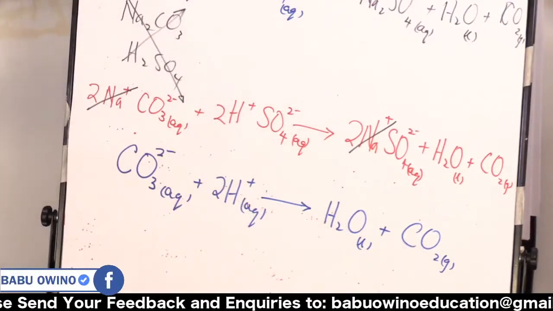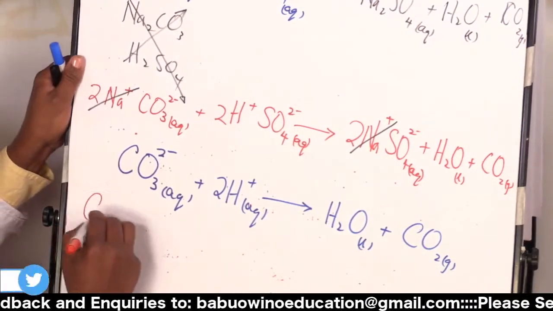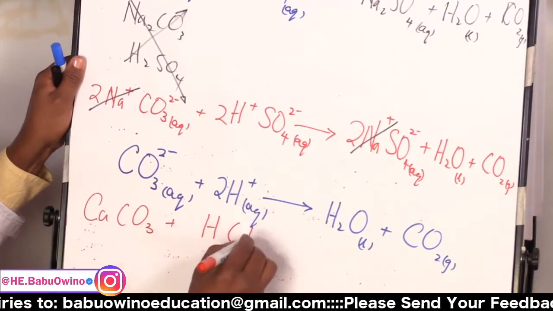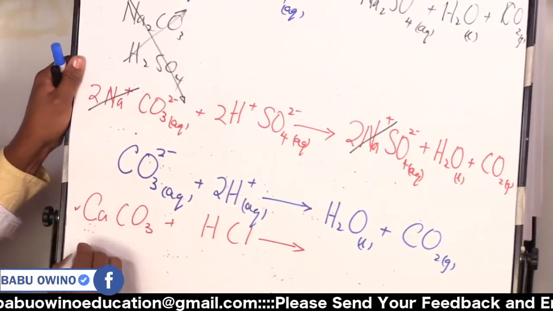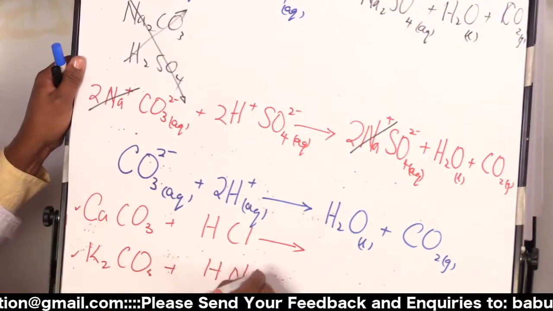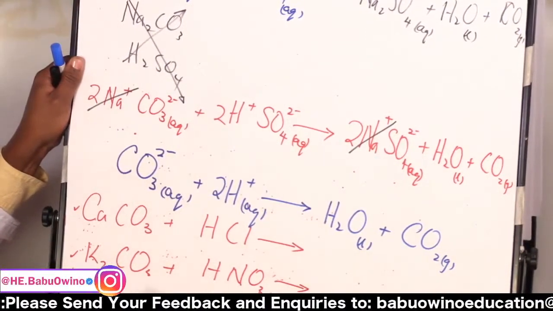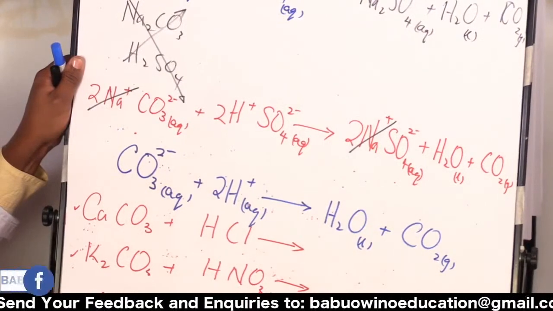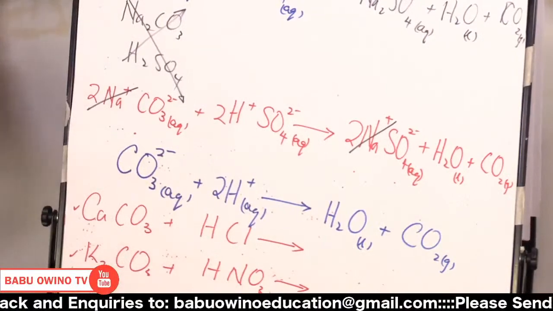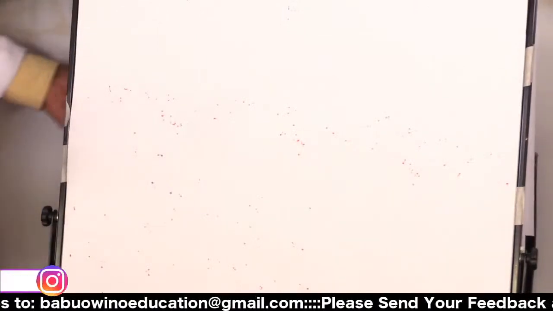So this is the ionic equation. Now, for purposes of your working, you can take calcium carbonate plus HCl. Finish. Potassium carbonate plus nitric acid. Magnesium carbonate plus sulfuric acid. Complete and get the ionic equations for your case. Those are yours for you to consider.